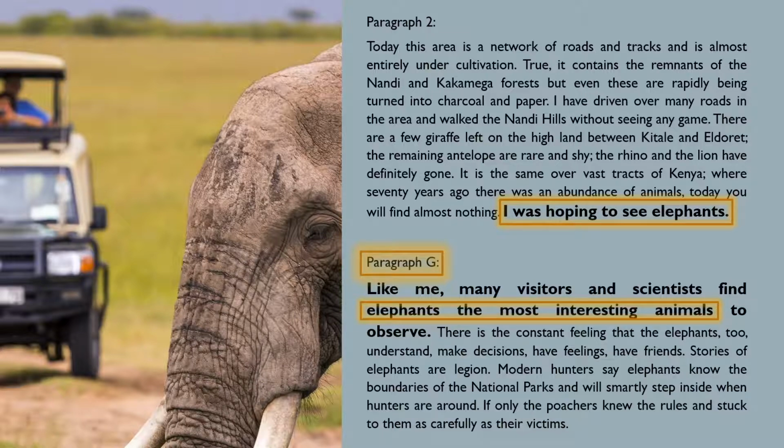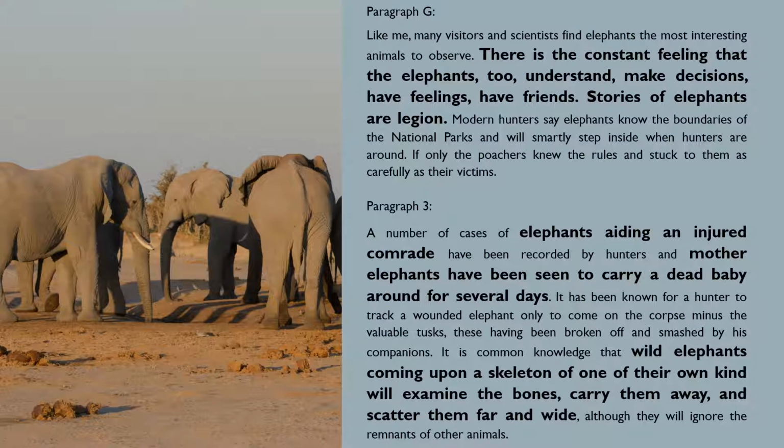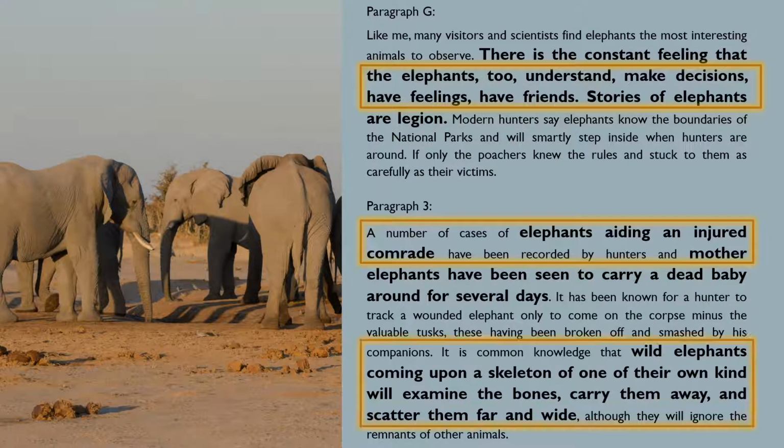We can see the link between the end of paragraph 2 and the beginning of paragraph G. The "like me" at the beginning of paragraph G refers back to this personal wish to see elephants. We can also see the links between paragraph G and the following paragraph. In paragraph G, the writer talks about the perception that elephants display very human-like behaviour at times. Paragraph 3 is full of examples of elephant behaviour that seems to show emotional attachment to members of their herd, such as helping injured family members and mourning the dead, as well as complex burial habits.